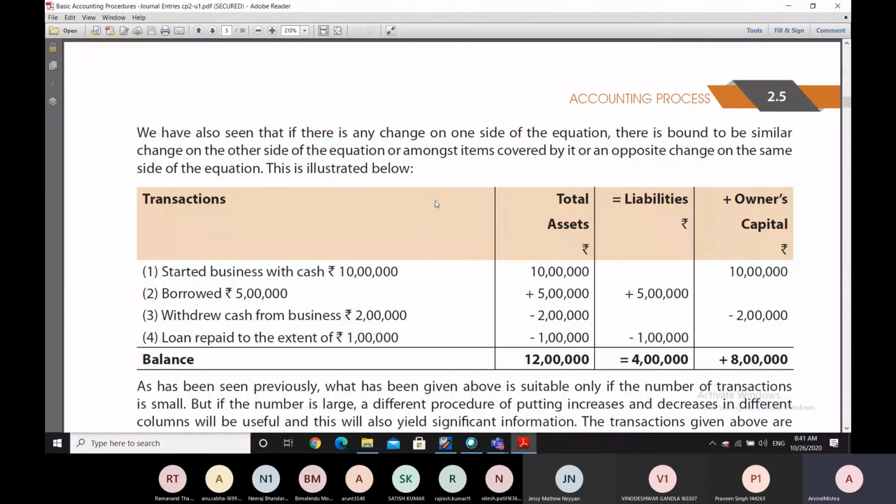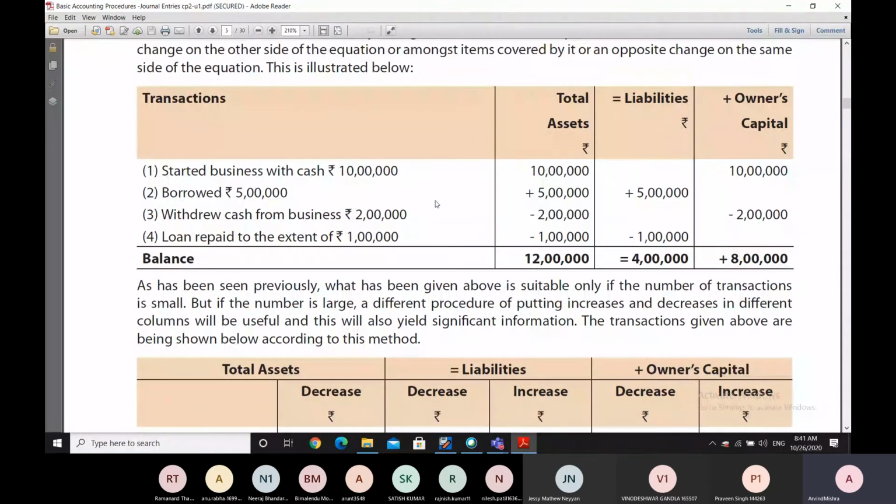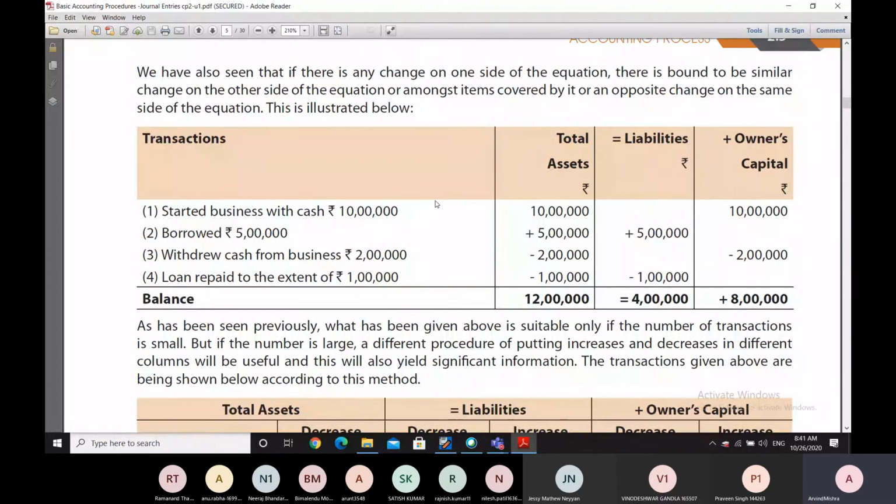So having understood this, just to explain a few transactions as to how the accounting equation is being balanced by those transactions. Now let us say that somebody starts his business with a cash introduction in the capital account of rupees 10 lakh. So when he introduces cash of 10 lakh, his cash account will increase and his capital account will also increase.